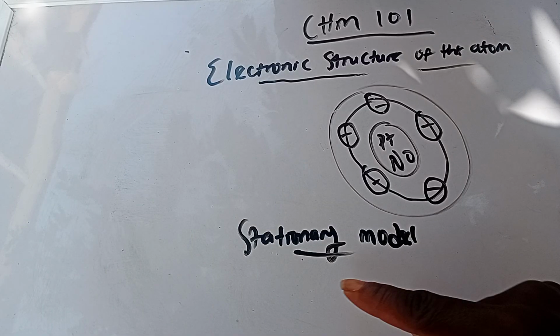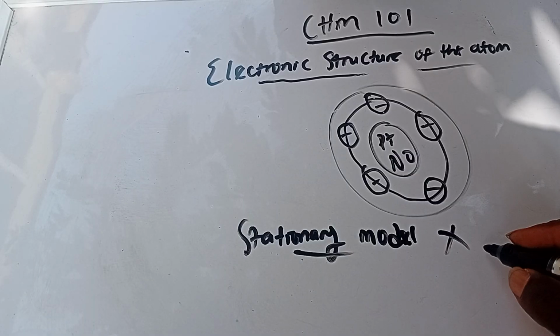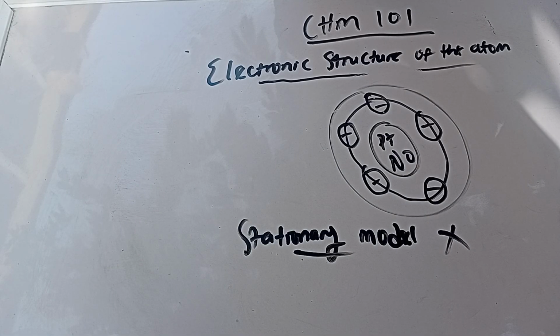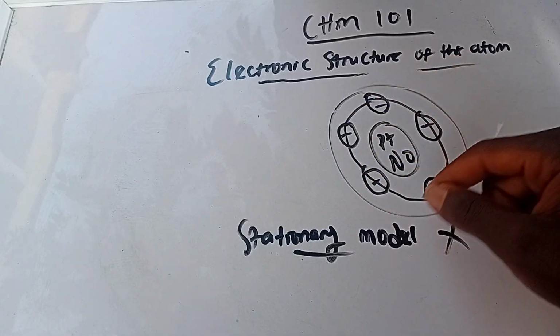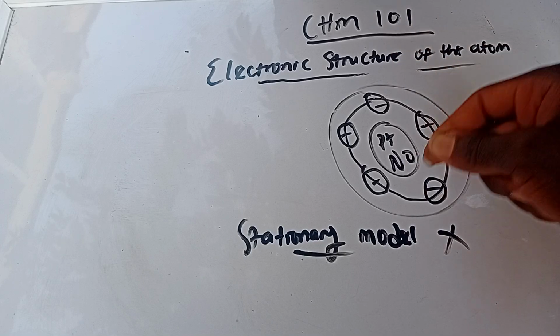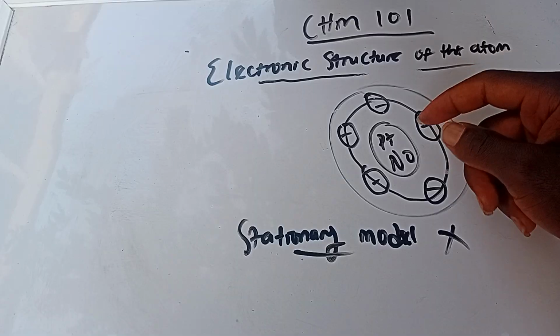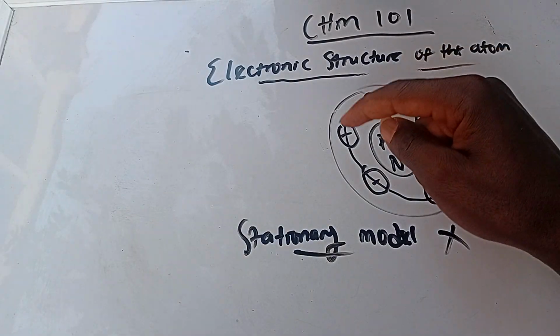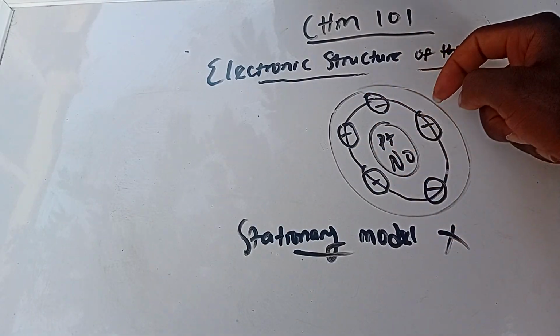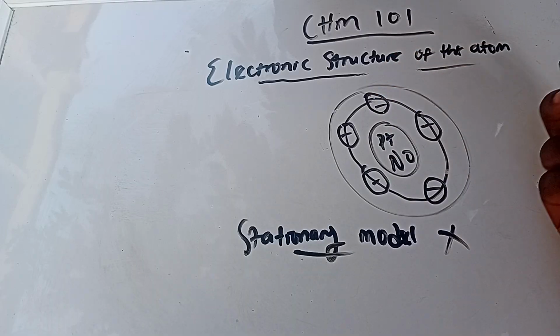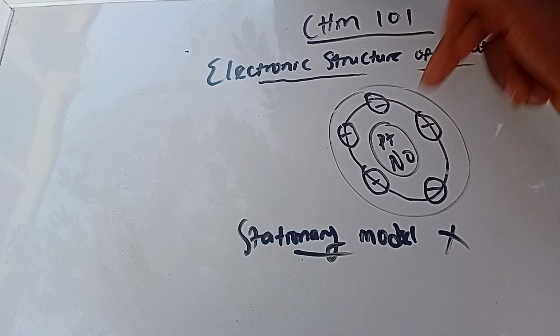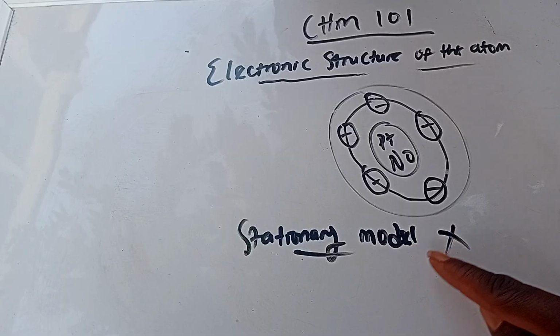So this model could not describe it, because from then till now we have never had the electron attracted inside the nucleus. If these electrons are sitting still, this one will attract them inside, because this is negative, this is positive. But since electrons have never been inside the nucleus, that means this model cannot work.